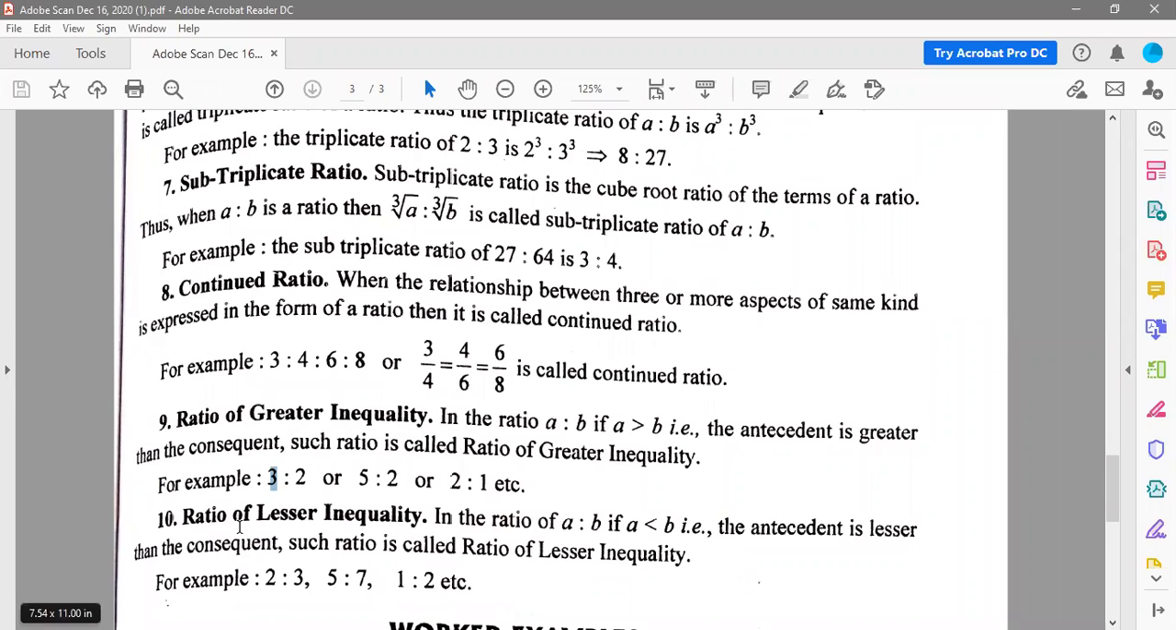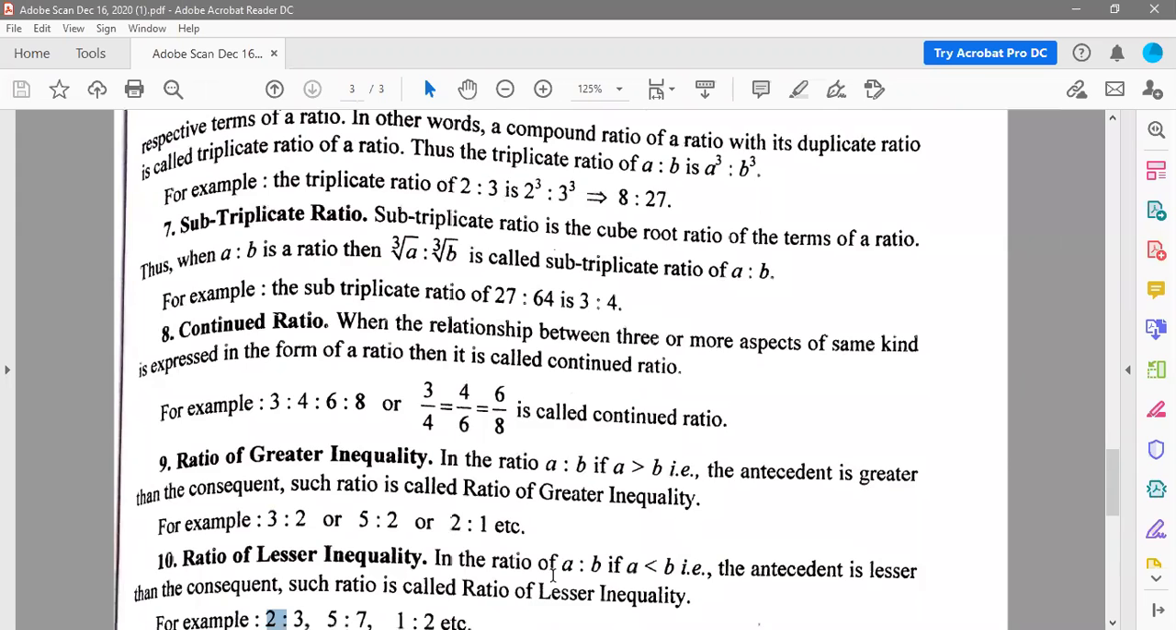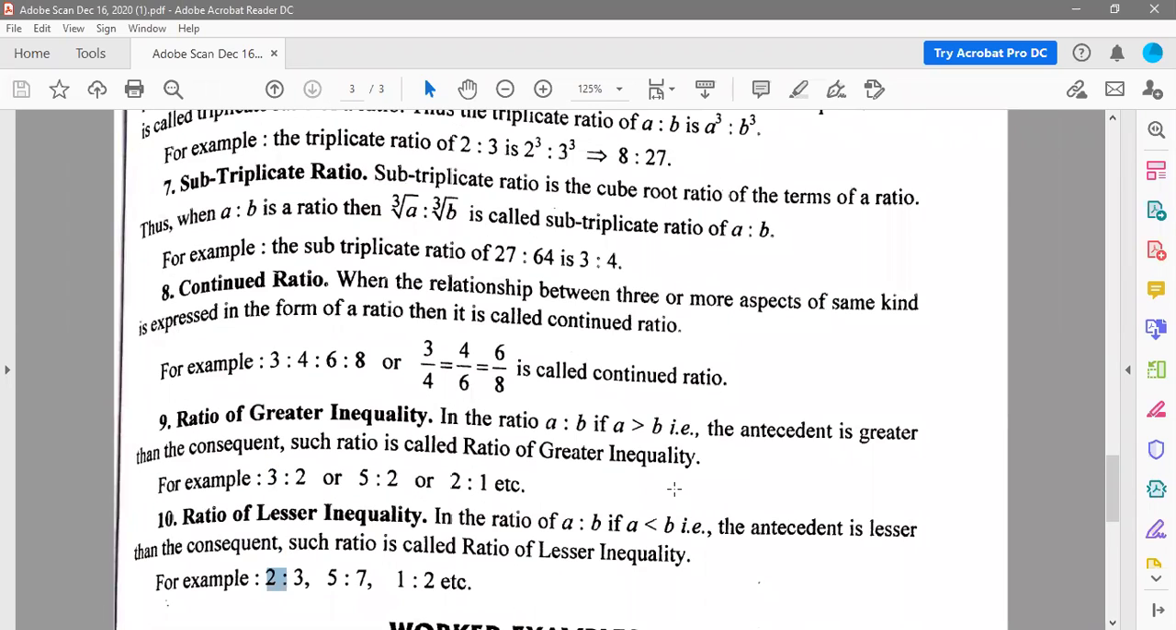Then ratio of lesser inequality. This is the opposite of the previous type. Here, the first term of the ratio will be less than the second term of the ratio. That's all. Here A will be less than B. So that is ratio of lesser inequality. Clear? So these are the types of ratios that we are supposed to learn. They can ask a section B question asking you to explain all the types of ratios.